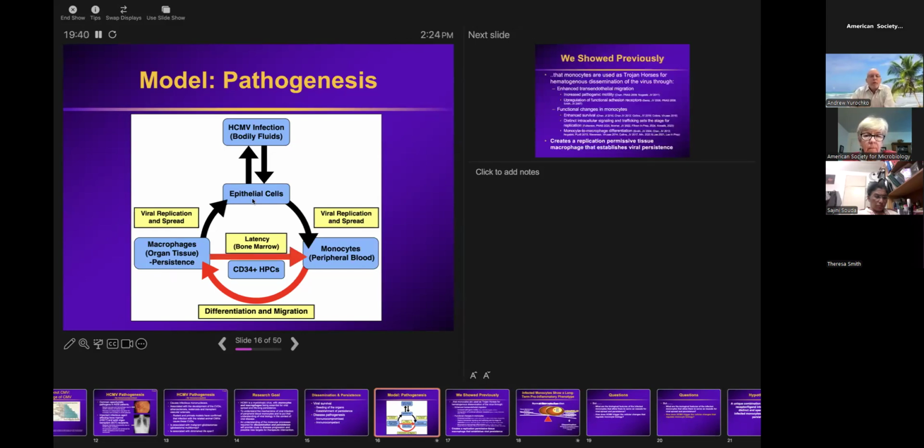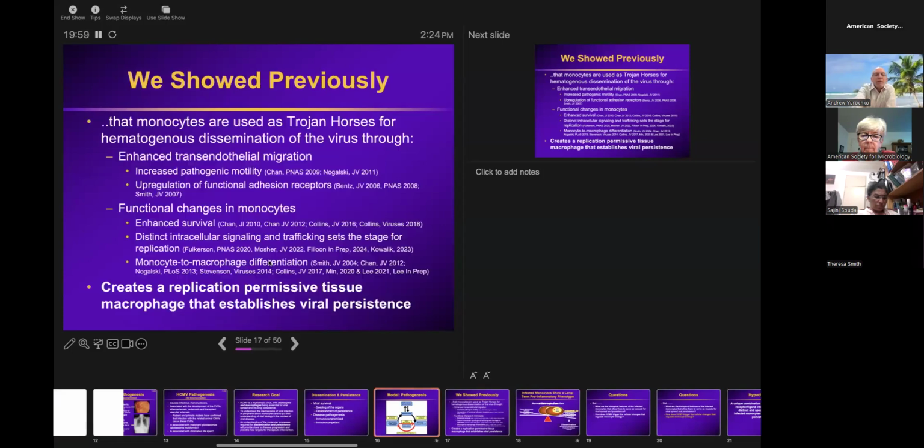From a standpoint of persistence, as the red arrow that just popped up shows, the virus also makes its way to the bone marrow. And you can see with the red arrow that I'm highlighting, there's a circular route to keep this going for as long as that host lives, allowing this bigger picture circle to occur over the life of that host.